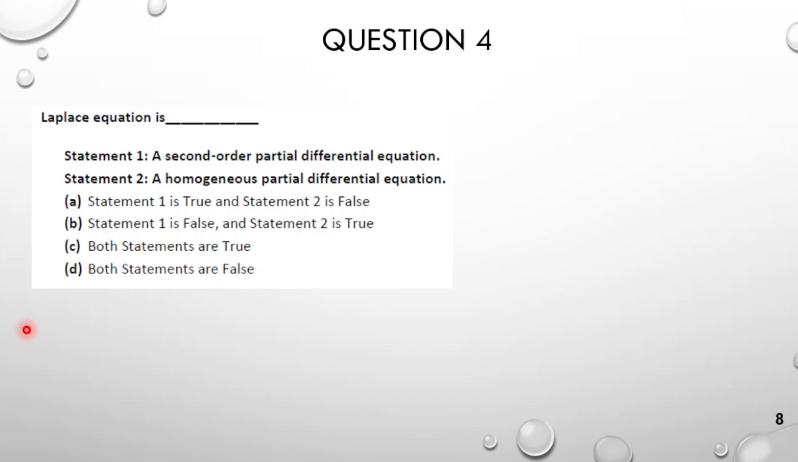Now the fourth question is as follows. Statement number one says Laplace equation is a second order partial differential equation, whereas statement two says it is a homogeneous partial differential equation. We just now saw what is Laplace equation. So based on that, can you give the correct answer? C, both are true. Both the statements are true. Exactly, because it is del square phi by del x square plus del square phi by del y square.